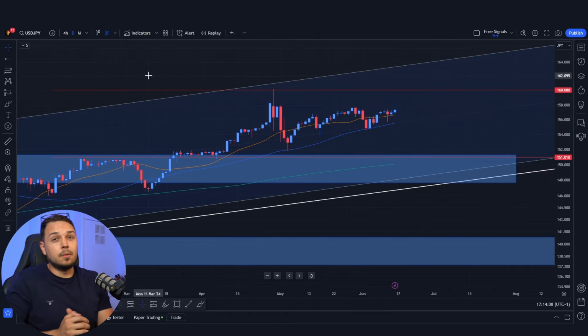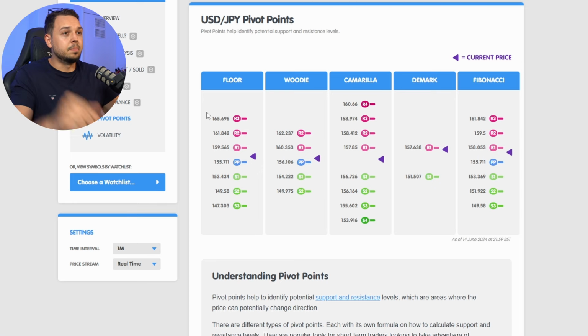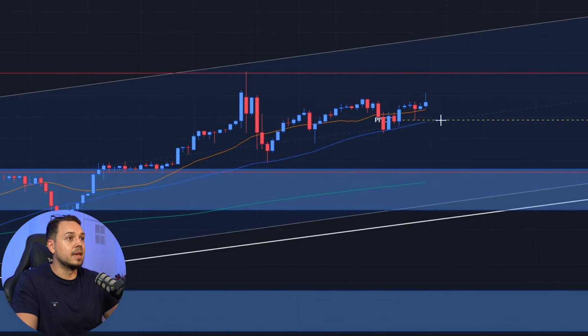So that's 2 key levels, but there's one left I really like using, which is pivot points. And I love pivot points a lot. I like to use the ones in babypips.com. The monthly real-time pivot point is the one to go for. As we can see, 155711. If we mark it on our charts, there's the pivot point.